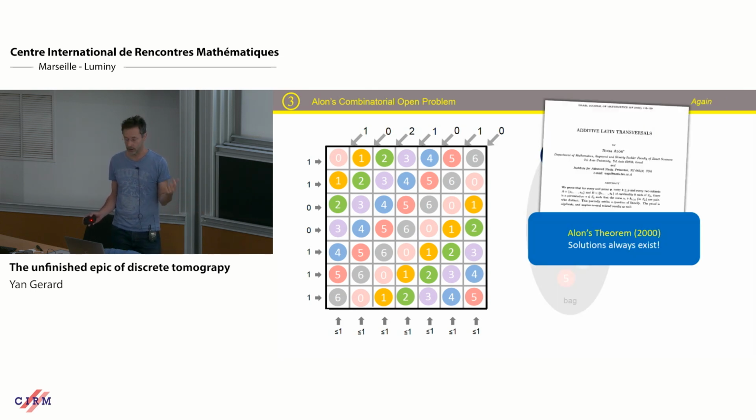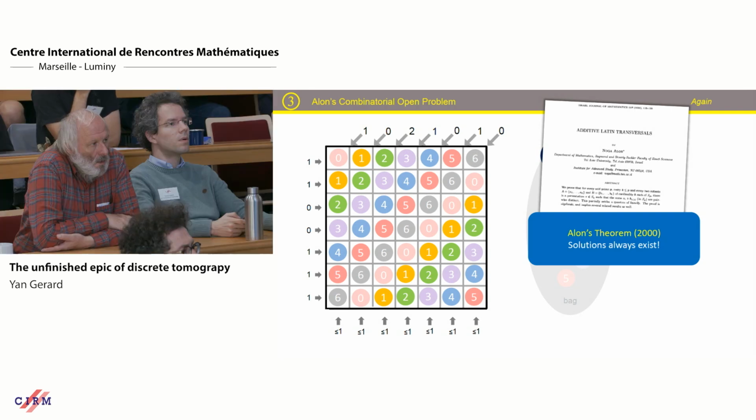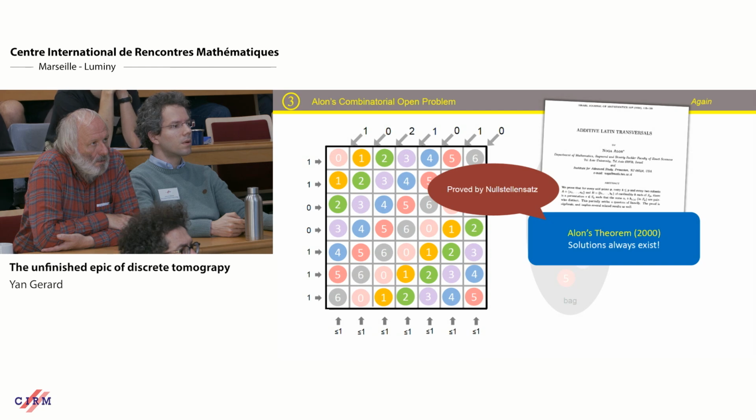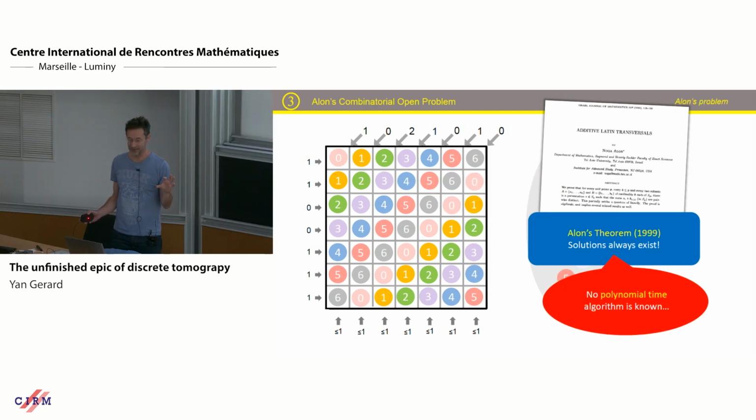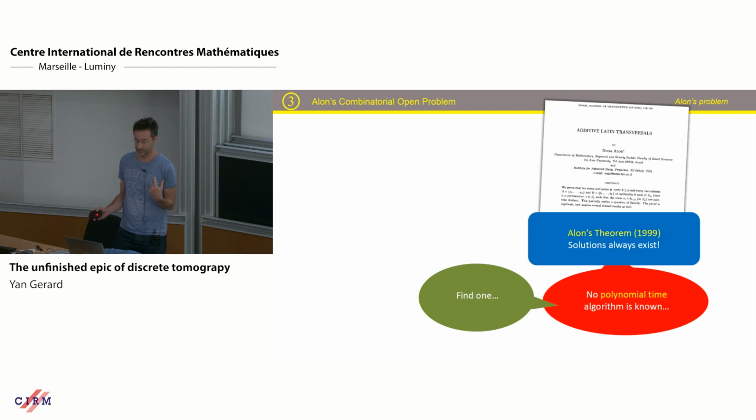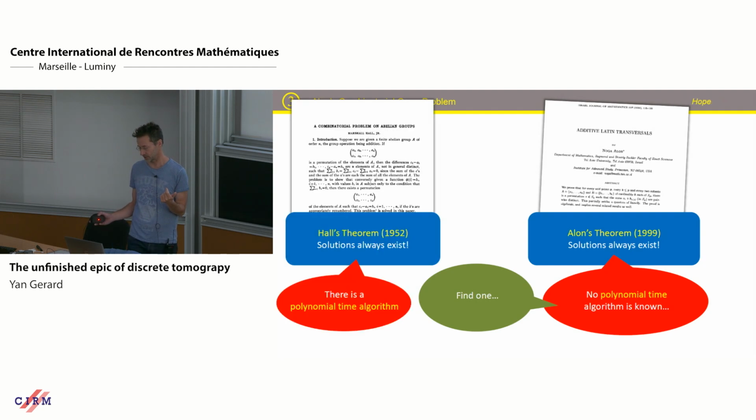And in fact, Alon only proved that, as in the previous case, there always exist solutions, always. And he proved it with the Nullstellensatz. And the drawback of this is that it doesn't give any polynomial time algorithm to solve the problem. That's the issue. We know that there exists one, but we are not able to compute it in polynomial time. And the open problem is to find a polynomial time algorithm to solve this nice question.